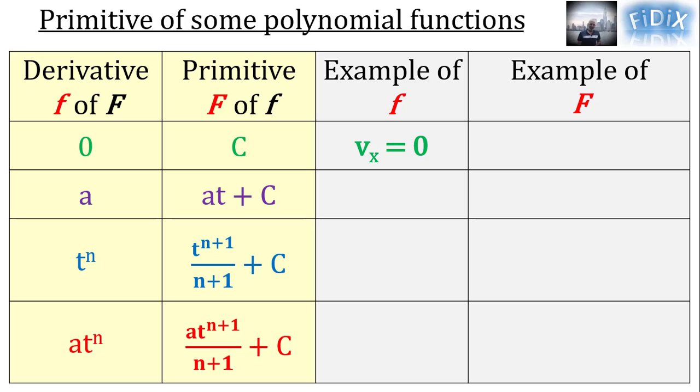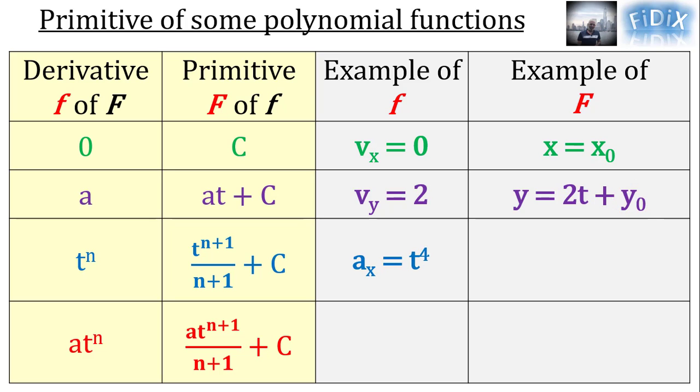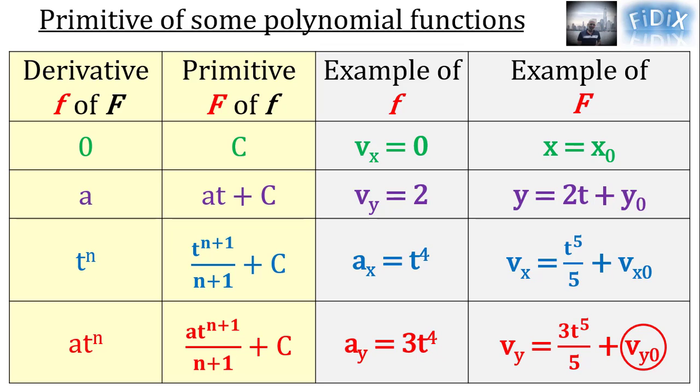For Vx equals 0, the primitive x equals constant, which is x at t equals 0. For Vy, the constant is y at t equals 0. For Ax, the constant is Vx at t equals 0. For Ay, the constant is Vy at t equals 0.